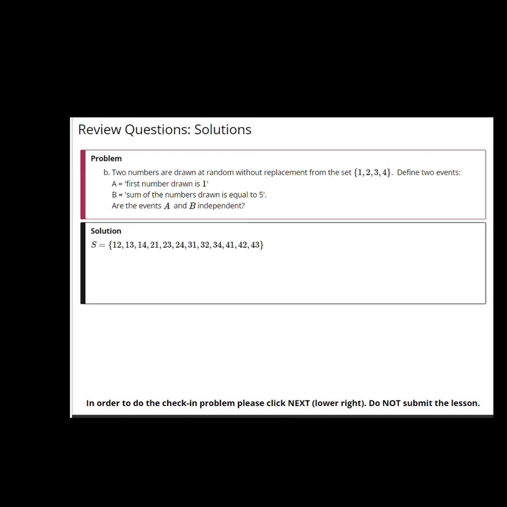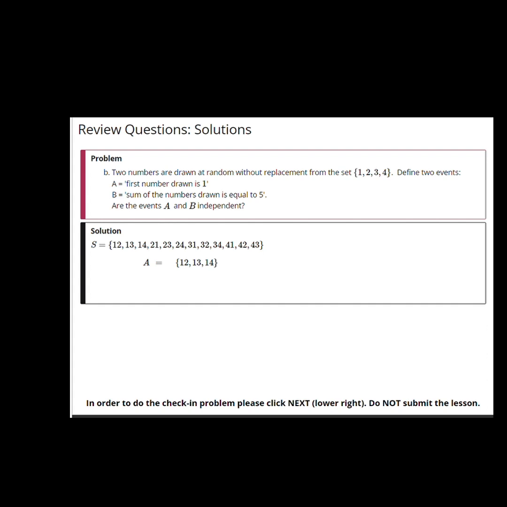This is easily done if we simply list the events in question. For example, the sample space consists of all pairs (1,2), (1,3), (1,4), (2,1), (2,3), (2,4), and so on, such that the same number is not repeated twice. There are 12 elements in the sample space. Each has the same probability, 1 over 12.